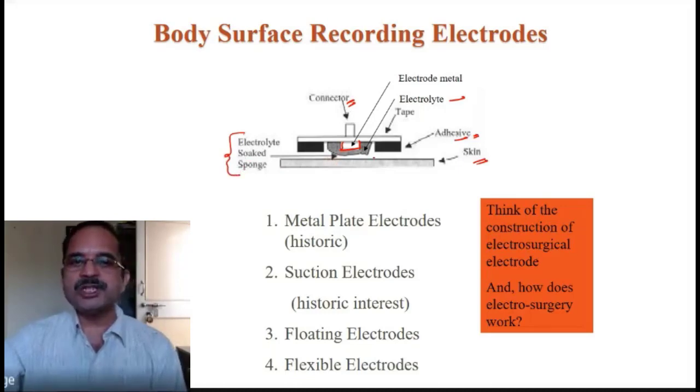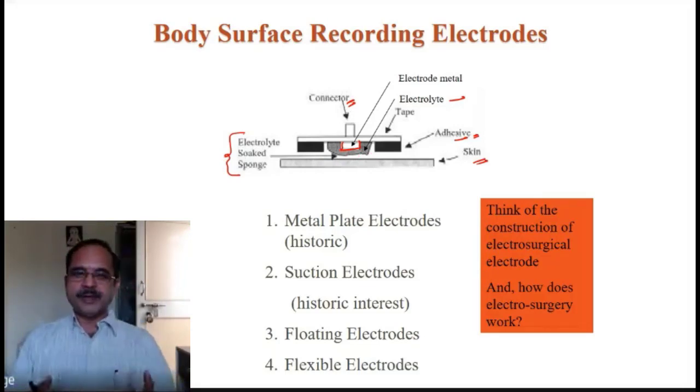So there is some sponge here, and within that sponge, this electrolyte is there, so that there will be some comfort for the body while using this electrode, because if metal is directly connected to the body, it gives discomfort, and the electrical connection will also not be good. So this is how these surface recording electrodes are manufactured.